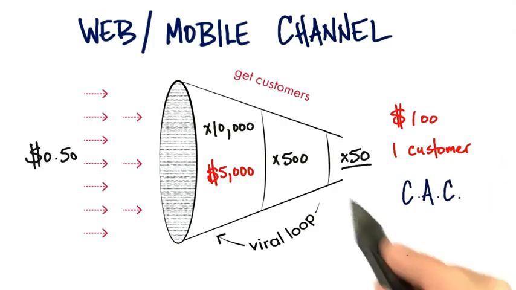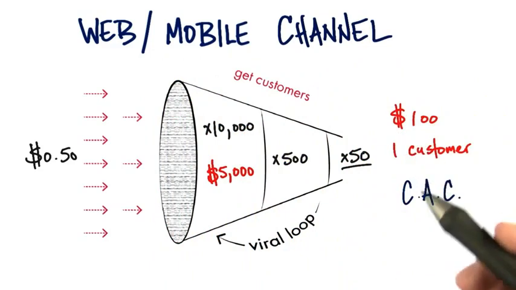I use this example for a web mobile channel, but it's similar for a physical channel. You might not be doing pay-per-click, you might be doing direct mail math, or you might be doing television or radio math, but the math works the same.